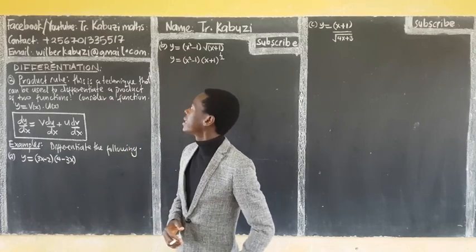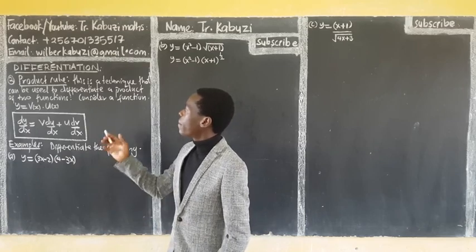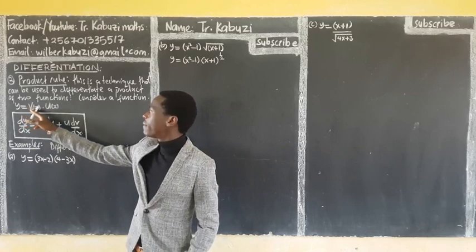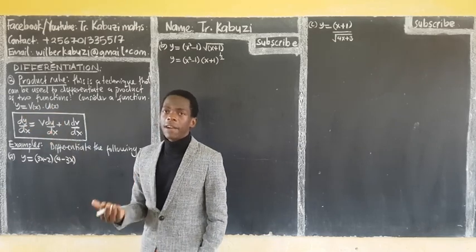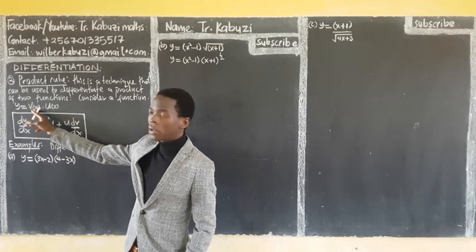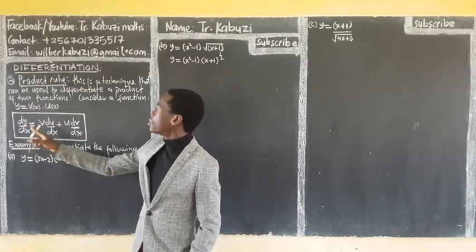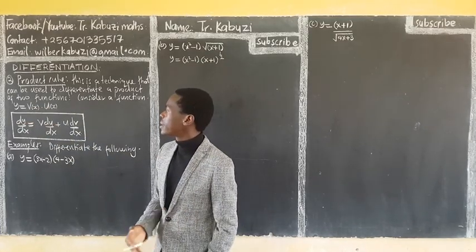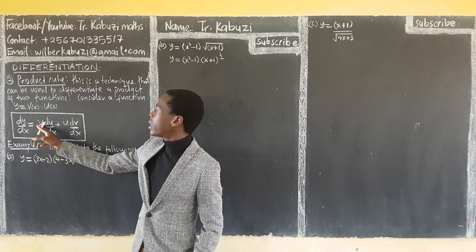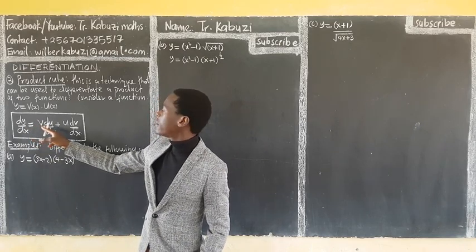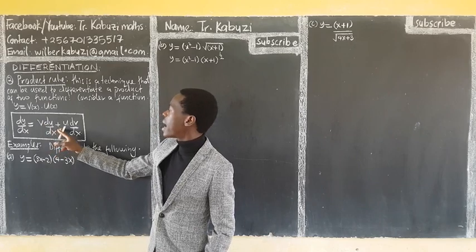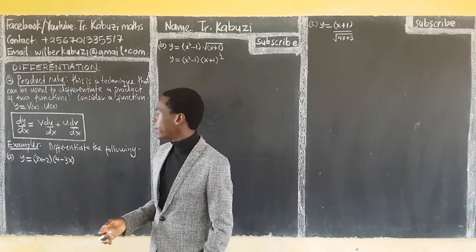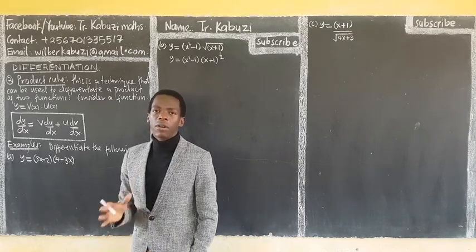So this is the technique that helps us to differentiate a product of two functions. We consider v, a function of x, and u, also a function of x. So to get dy/dx, because these two are functions of x, we get v times the derivative of u with respect to x, plus u times the derivative of v with respect to x, as we are going to see. So it should be a product before you use this.